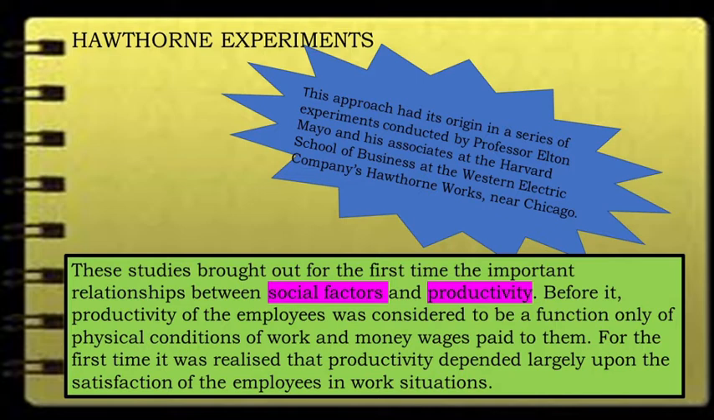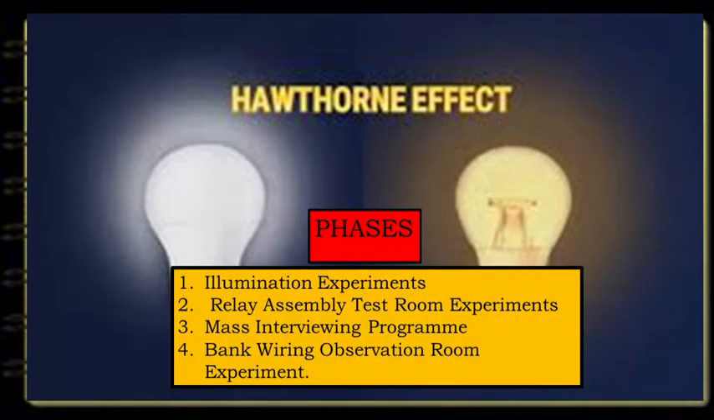So for the first time it was realized that there is a relationship between social factors and productivity. Till now it was only thought that the physical factors and money can lead to productivity. So there were certain experiments being conducted in 4 phases: Illumination experiments, relay assembly test room experiments, mass interviewing program, bank wiring observation room experiment. So you can read about these experiments if you get a chance.